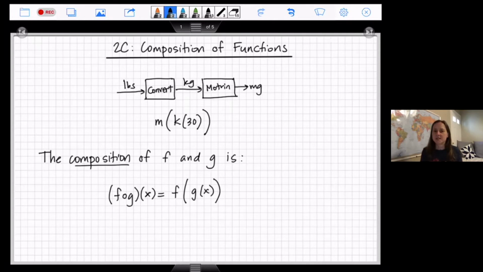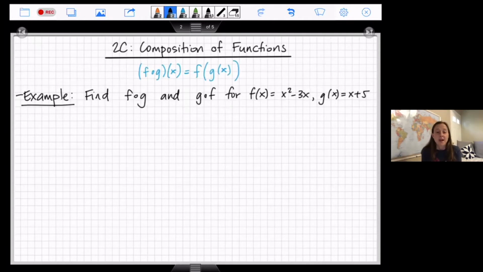All right, so let's get some practice with this. All right, so I have in blue there the definition of the composition of f and g, and they've given us two functions, f and g, and asked us to find f composed with g and g composed with f. So we'll see here that these are different things when you change the order of the functions. All right, so let's start off with f composed with g.